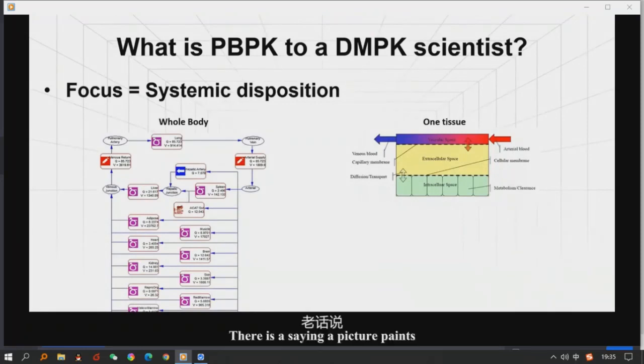There is a saying that a picture paints 1,000 words. And so if we were to ask a DMPK scientist, what is PBPK? These are the pictures that would come into their mind. The focus would be on systemic disposition, and the PBPK model would be a whole body PBPK model where each compartment represents a tissue in the body. And each of those tissues would be split up into various compartments. So we would have the vascular space, the extracellular space, and the intracellular space.